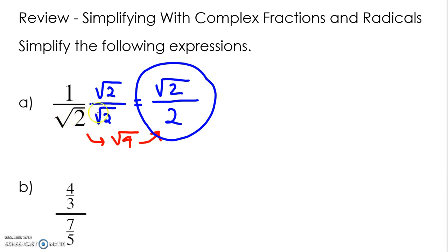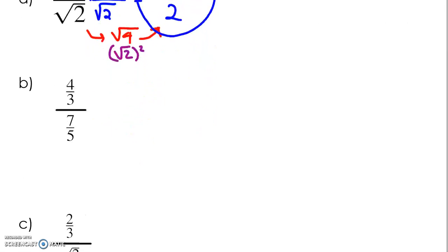So square root of 2 times the square root of 2 is like the square root of 4, and then simplified. Or you can also think of it as a square root of 2 squared. But it ends up going to the point where we have no radical in the denominator anymore. So let's look at the next problem.